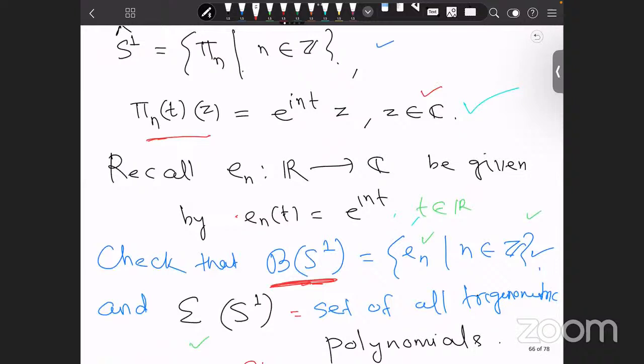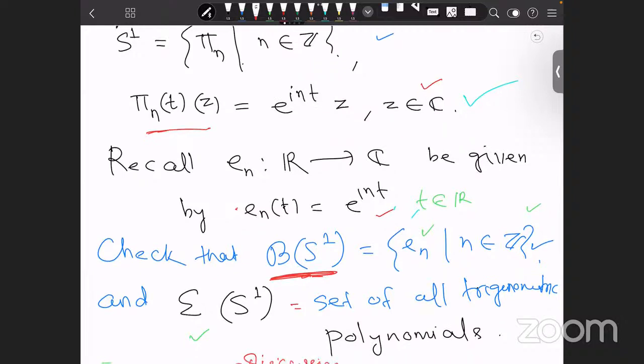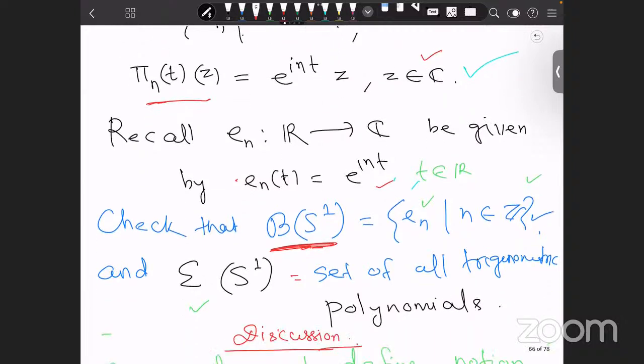So recall that e_n from R to C is given by e_n(t) equals e to the power i n t. So in this case, I will get B_S1 is the collection of e_n, where n belongs to Z, and E_S1 is the set of all trigonometric polynomials.